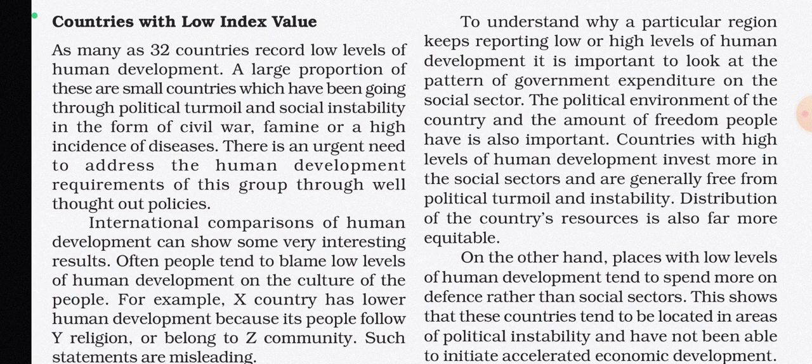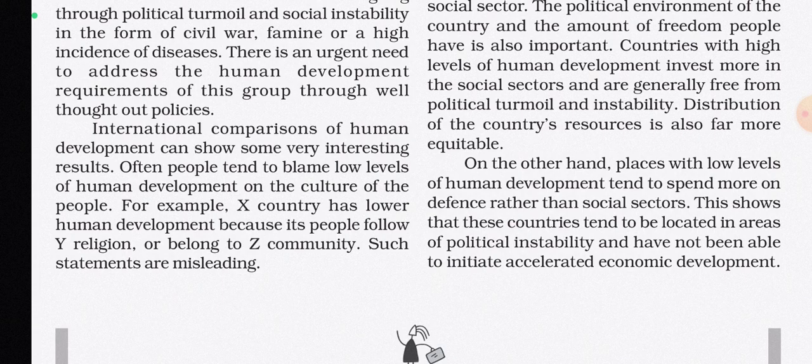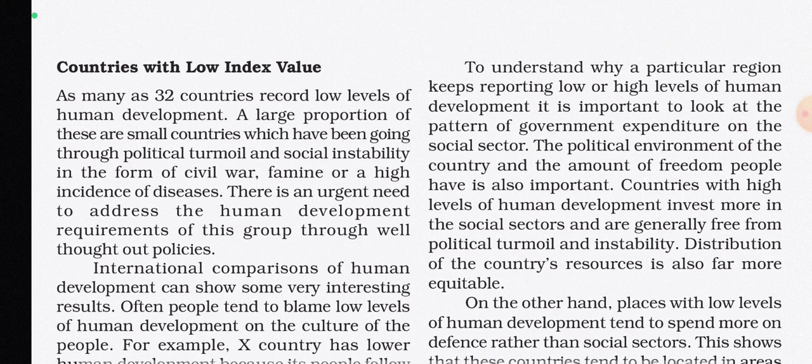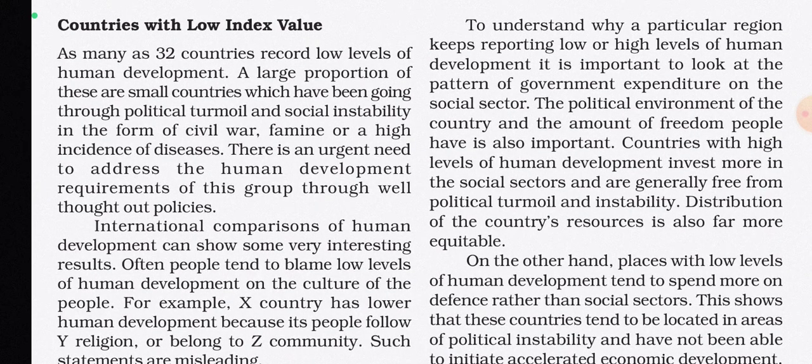International comparisons of human development can show some very interesting results. Often people tend to blame low levels of human development on the culture of the people. For example, X country has lower human development because its people follow Y religion or belong to Z community. Such statements are misleading. To understand why a particular region keeps reporting low or high levels of human development, it is important to look at the pattern of government expenditure on the social sector, the political environment of the country, and the amount of freedom people have.